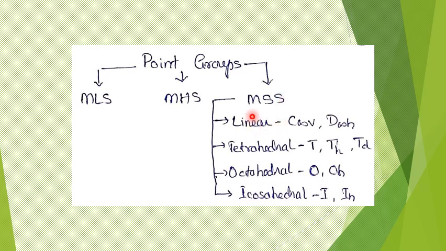If I broadly classify the different point groups in molecules with special symmetry, I can make it into 4 different categories: linear point groups, which is already covered, then tetrahedral point groups, octahedral point groups, and icosahedral point groups. Though they are not very common, we shall see what exactly these point groups are and what different operations are possible under these headings. Now in this video I'll be taking the tetrahedral point groups: T, TH and TD.